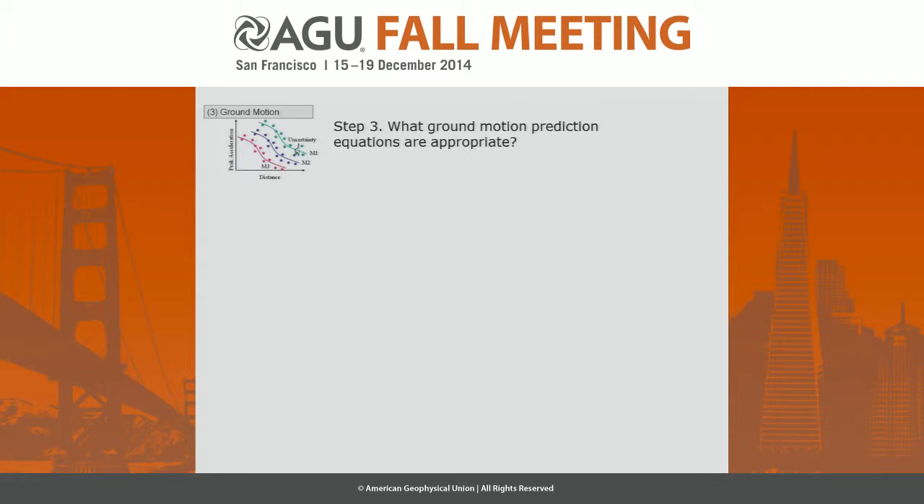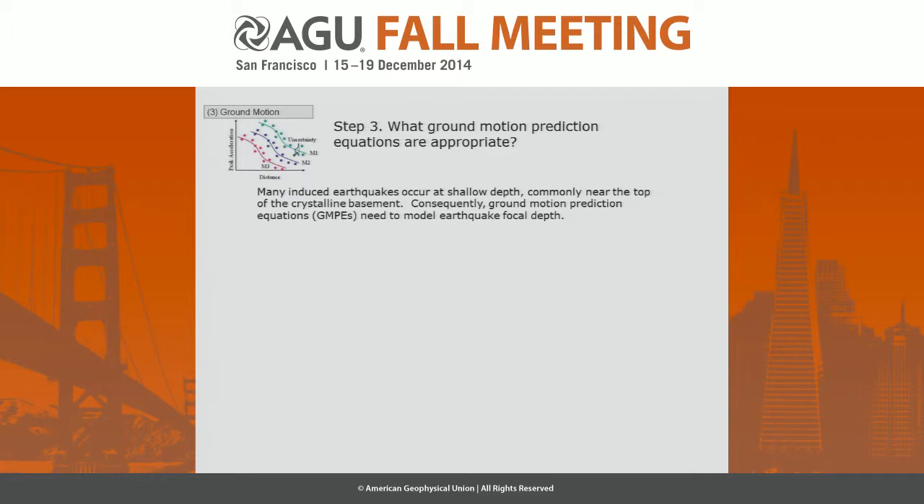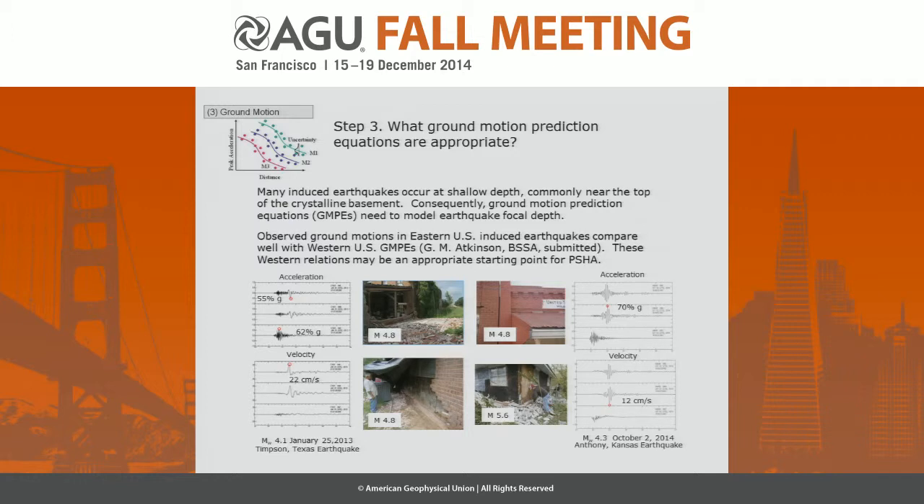And then in step 3, we have the question about what ground motion equations are appropriate. There's a lot of work going on about this. I think one thing that we can say is that looking at the observations at near distance from many of these earthquakes, we see that many of these earthquakes are occurring at shallow depth, and that typically in the shallow basement, and consequently, any ground motion model that we use needs to include focal depth as one of its parameters. The old models didn't consider depth. The new models need to have depth if they're going to be applicable to these types of earthquakes. I think the other thing that we can say is that the ground motions actually are very comparable to the earthquakes that we know a lot about, those in the western United States.